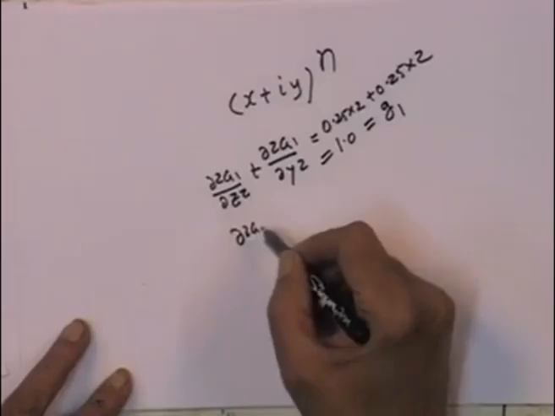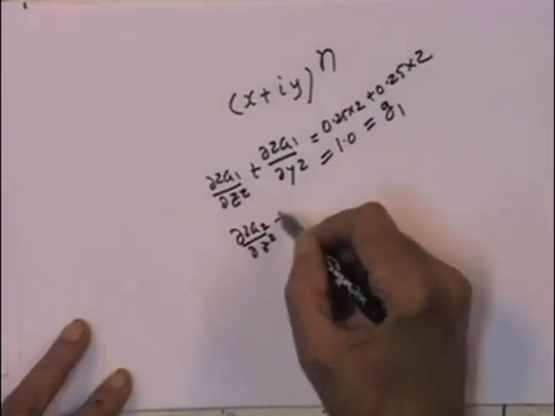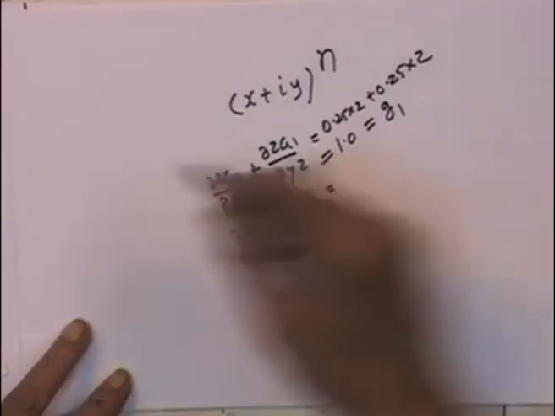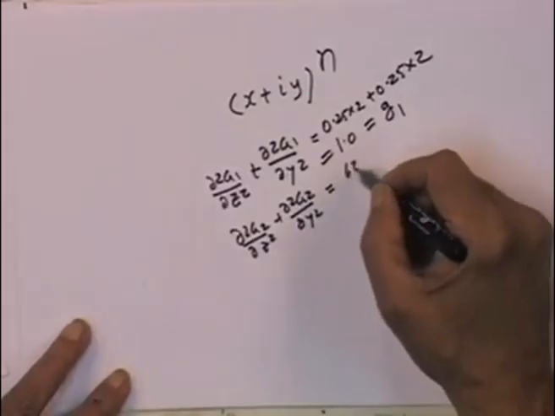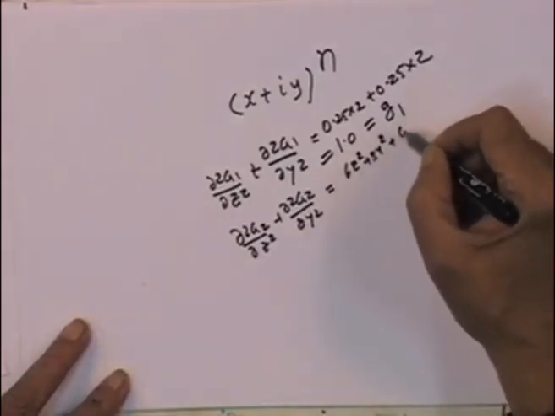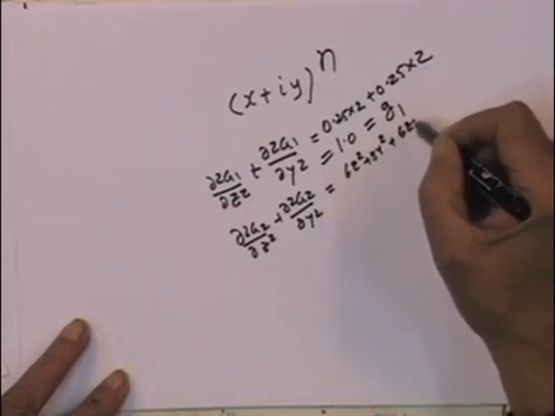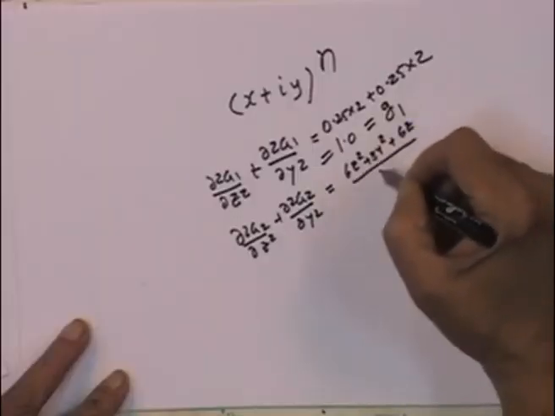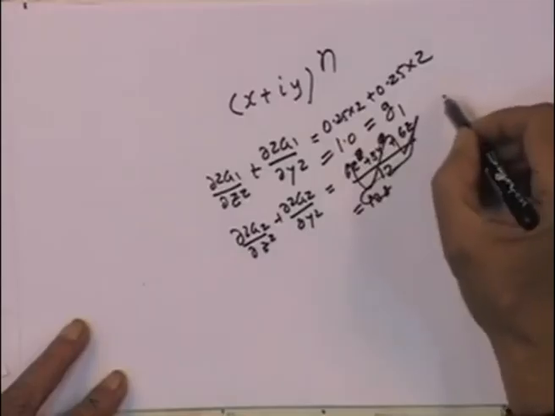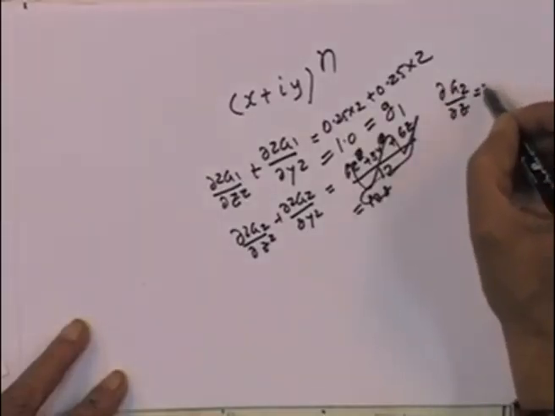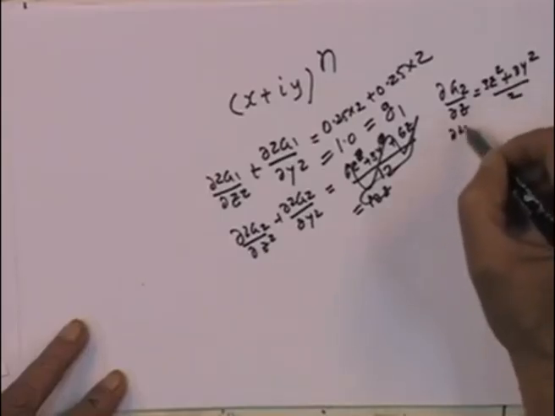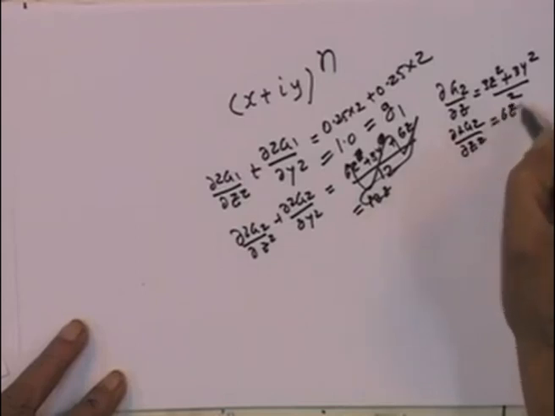And likewise, if I do d2g2 by dz square plus d2g2 by dy square, then you will see this will become... no sorry, let us say dg2 by dz will be (3z square plus 3y square) by 12, and d2g2 by dz square will be 6z divided by 12.